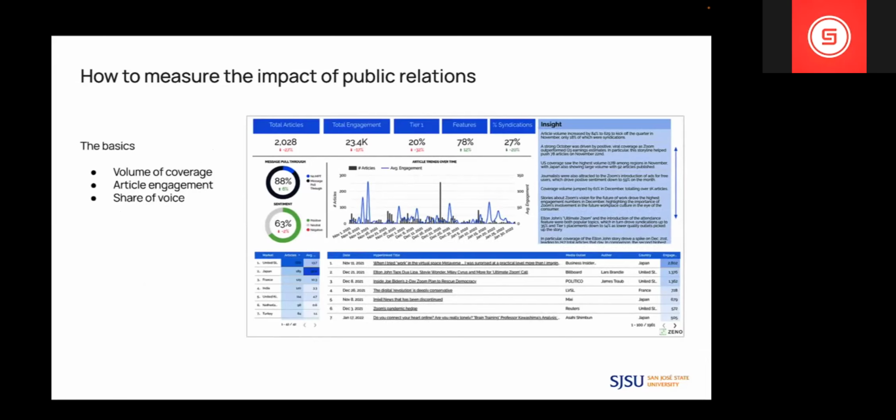In terms of measurement, this is an example of a dashboard, and this is built in Google Data Studio or Looker Studio, and it's dynamic. This is an advanced conversation, but usually you're looking at a couple of things like volume of coverage, right? How many articles wrote about our company? How much engagement was on those articles? And then what's the share of voice? If I'm Apple and I had 1,000 pieces of coverage in January and Samsung had 500 pieces of coverage, well, I'm winning in share of voice.